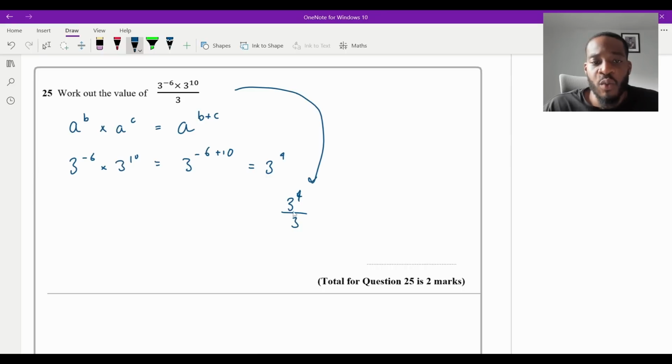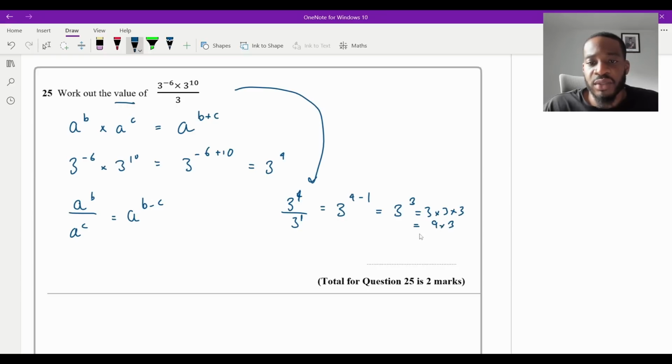Now, how do we work this out? Well, remember, 3 is 3 to the power of 1. Now, we're dividing instead of multiplying, so there's another rule we need to remember. a to the b over a to the c is just a to the b take away c. So this is just 3 to the 4 take away 1, which is just 3 to the power of 3. Now, it says work out the value. You can't leave it like this, so you need to actually evaluate this. That is just 3 times 3 times 3. 3 times 3 is 9. 9 times 3 is 27.